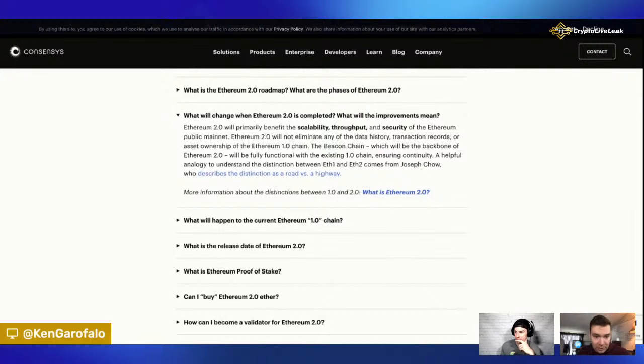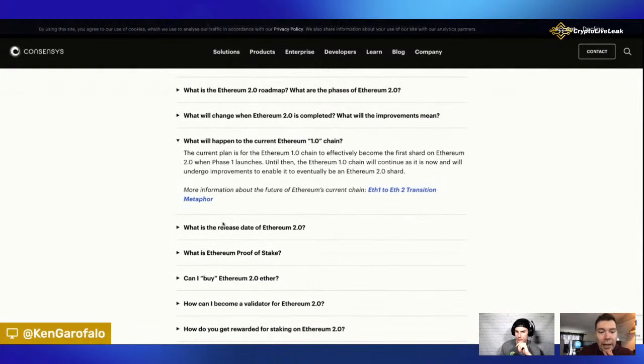So again, this points to reference from Joseph Chow, who was the one who explained it with the highway analogy of closing down a portion of the highway, building it up, adding lanes, and then taking that barrier away once it's been fully tested. So I love that analogy. Yeah. So what will happen to the current Ethereum 1.0 chain?